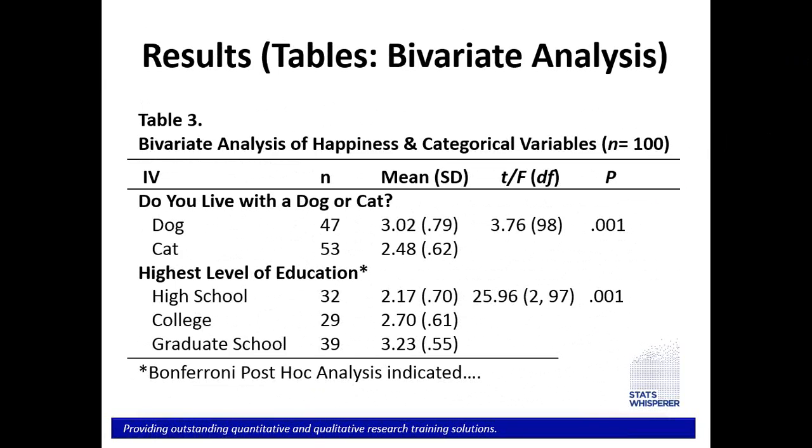And you see the asterisk there after highest level of education. For the one-way ANOVA, if it's statistically significant, you need to report the Bonferroni post hoc analysis. Remember? Saying which mean was significantly higher than the other means, because there's more than 2 means, so that's necessary.